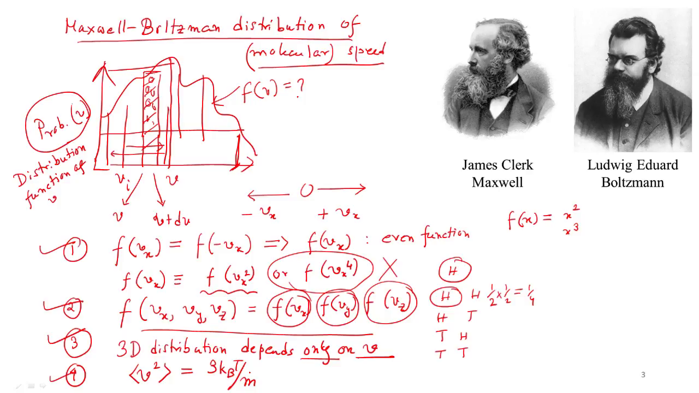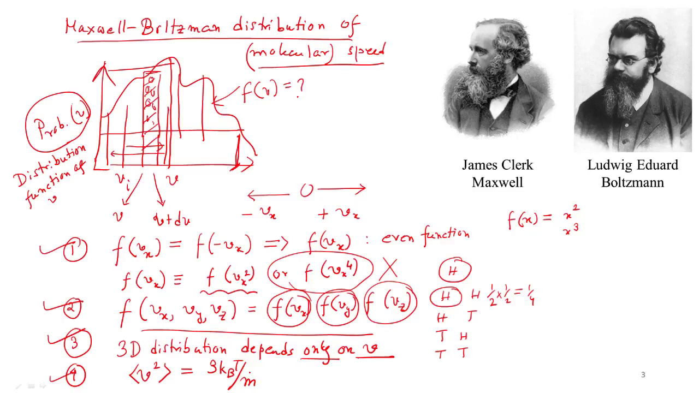So these are the four main assumptions or axioms that we are going to use, but we gave a logical explanation for each of them, why we are applying it. The first thing is that it has to be an even function, because there is no preferential direction of movement for any velocity component. The second thing is that each velocity component is independent of each other, because they are just probability distributions. So the joint probability will be just the product of individual probabilities.